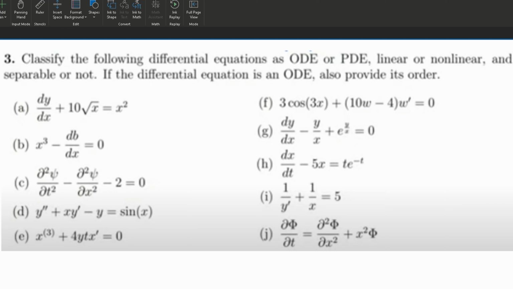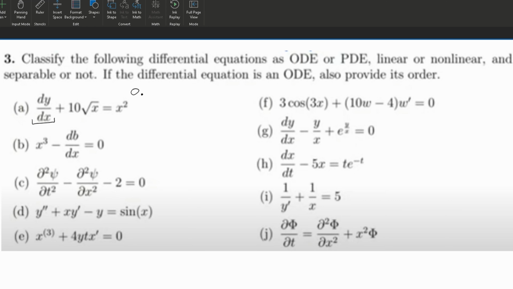dy/dx plus 10 square root of x is equal to x squared. What is this? Well, look at the differential equation. That's the first thing you need to do: dy over dx. Now, since it's only being derived by one variable, it is an ODE. So as an ODE, is it linear or nonlinear?